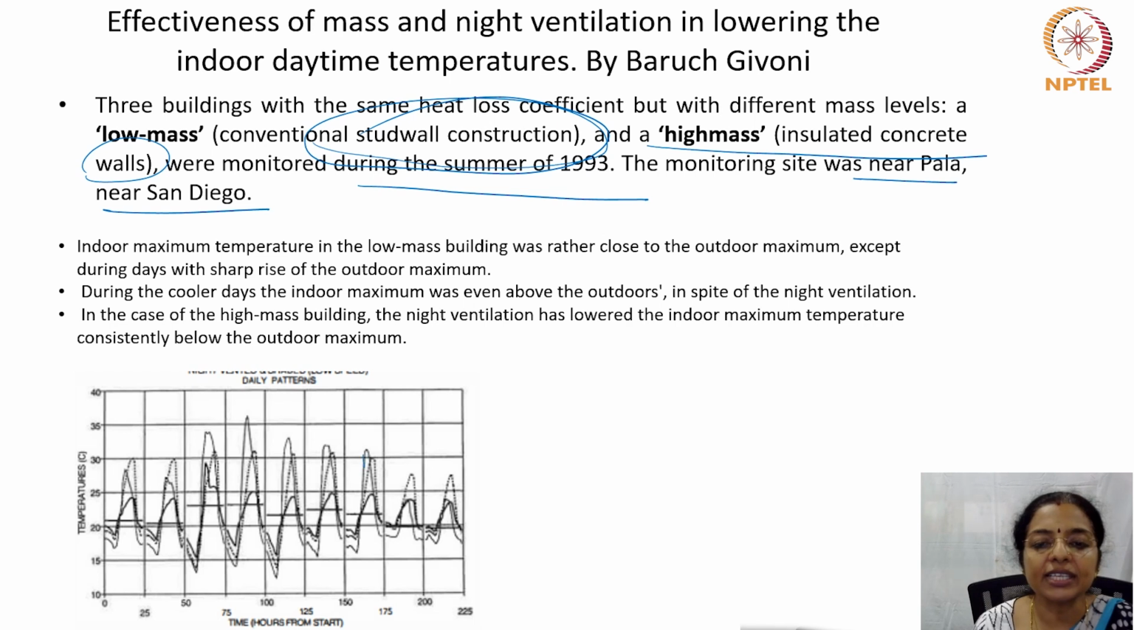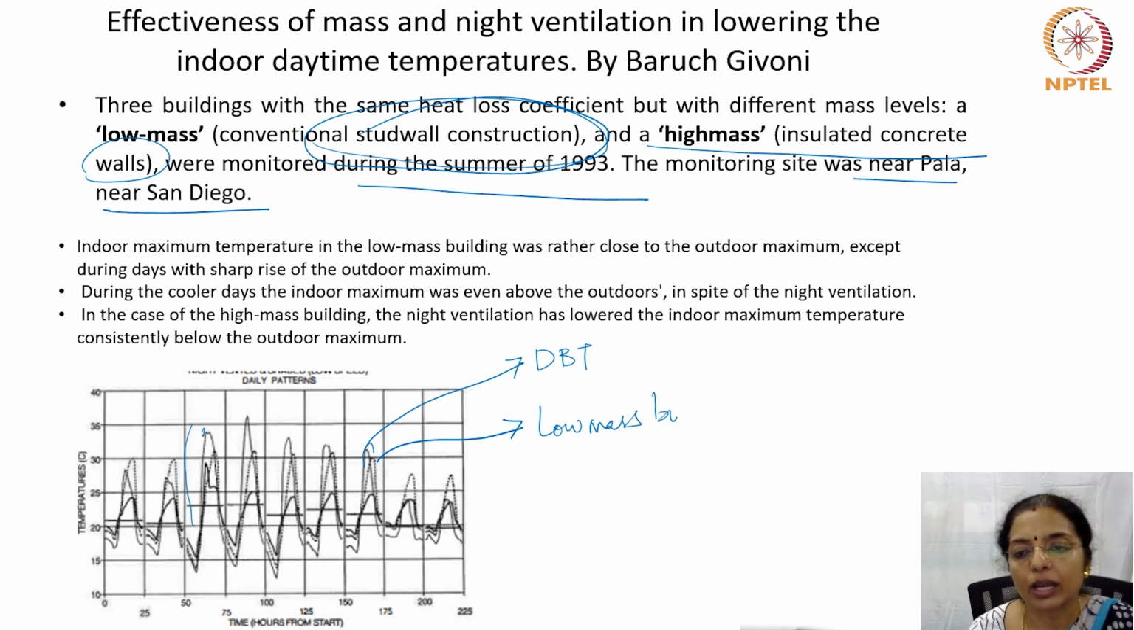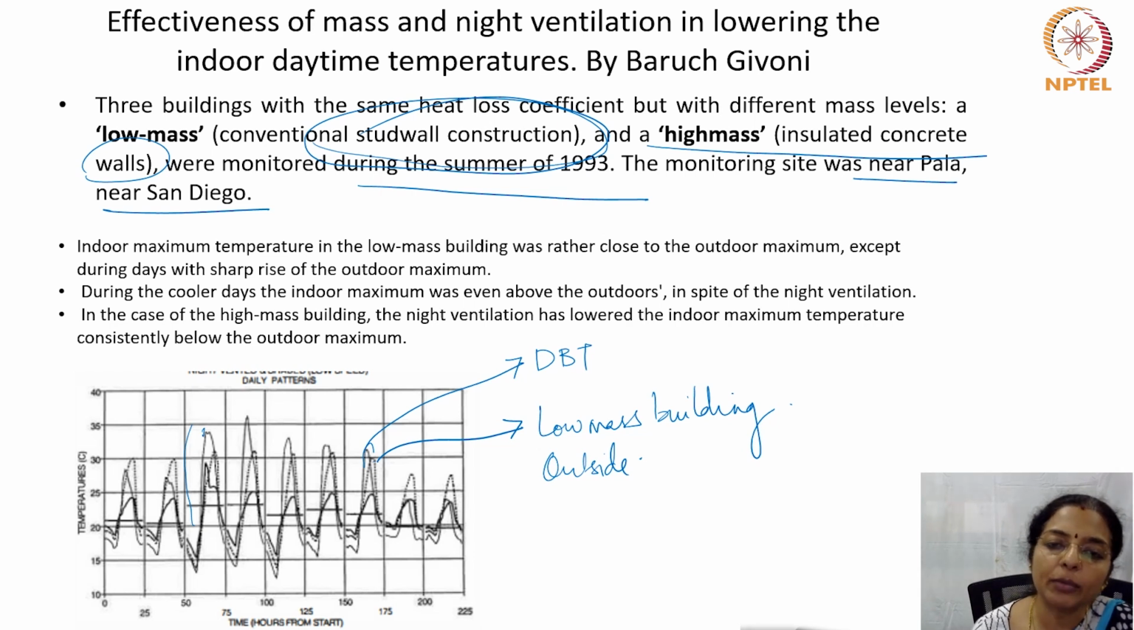So if this is the outdoor maximum, you see this is the outdoor maximum or dry bulb temperature of that place. Then this low mass building followed the dry bulb temperature of the outside very closely. During the cooler days, the indoor maximum was even above the outdoors in spite of night ventilation.